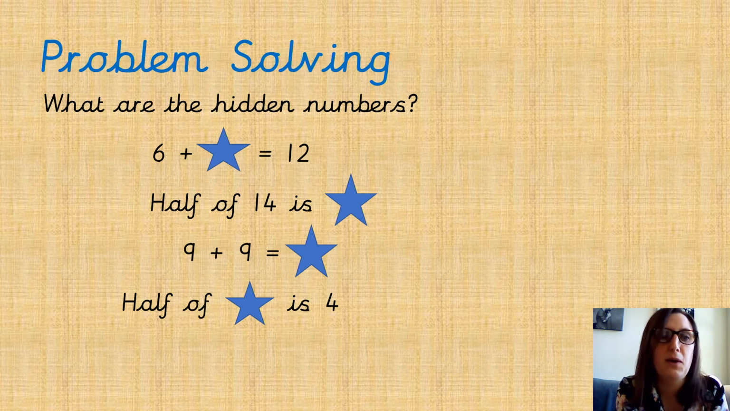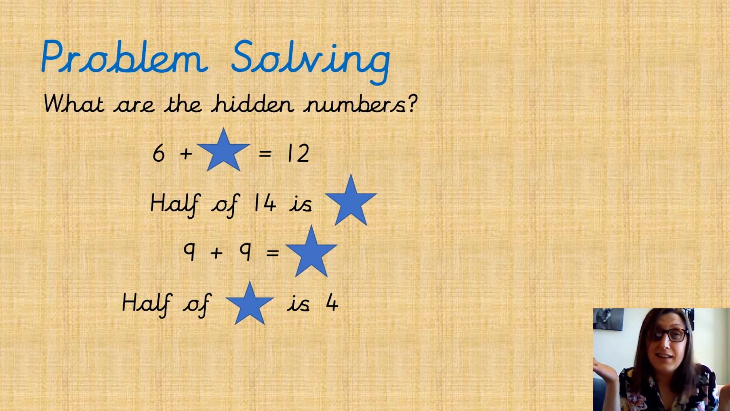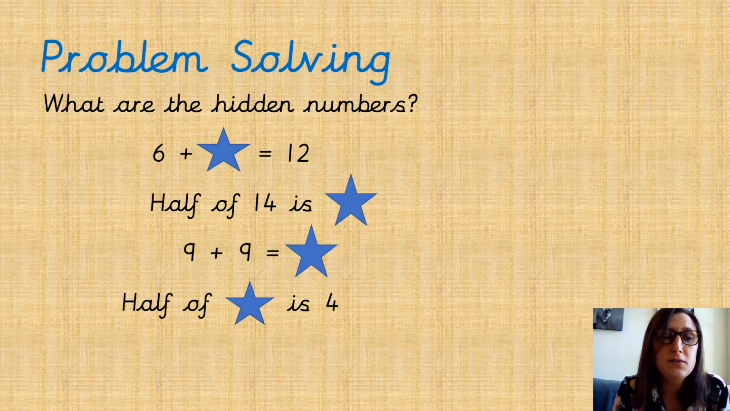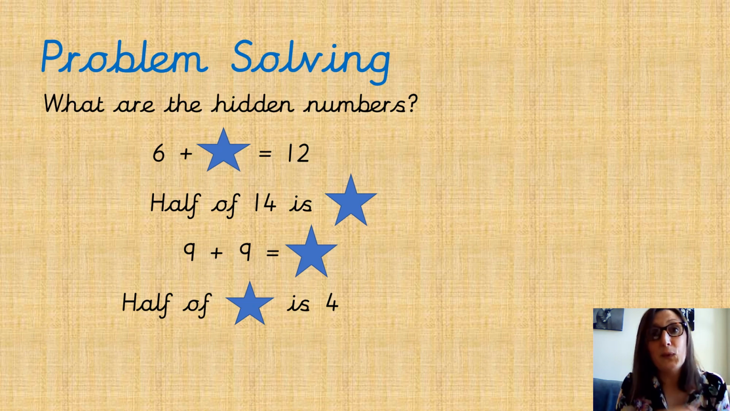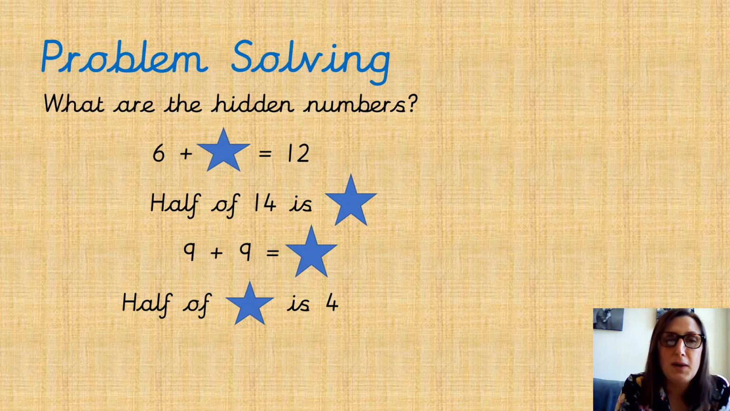Okay, last question. So this one is our problem solving. So you've got 4 parts to this question. So you can pause this one for a long time actually because it's the end of it. So it says, what are the hidden numbers? So 6 add something equals 12. Half of 14 is something. 9 add 9 equals something. And half of something is 4. So you've got 4 questions as part of that problem solving where you'll need to work it out.